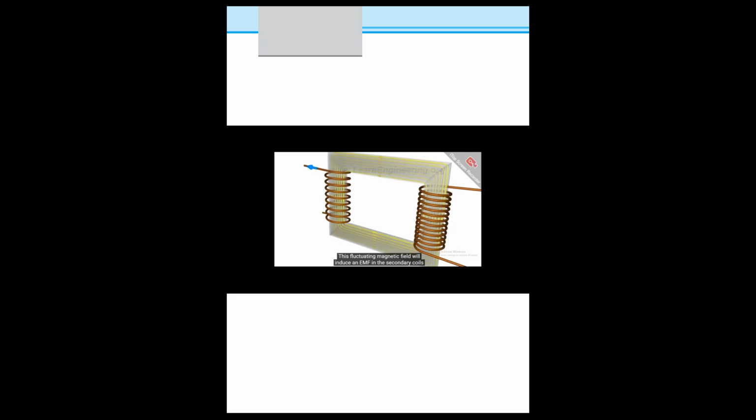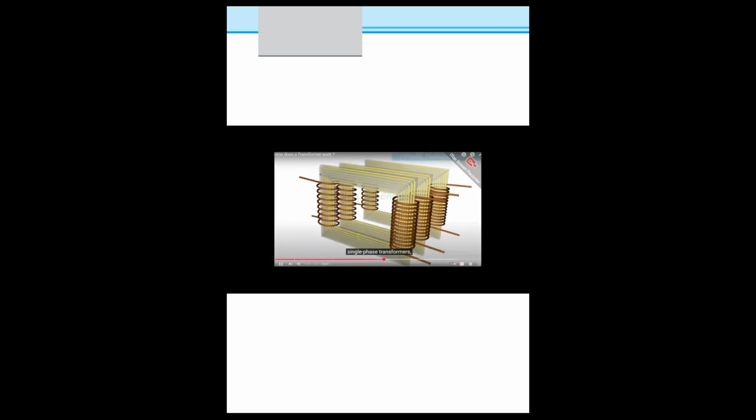This fluctuating magnetic field will induce an EMF in the secondary coils due to electromagnetic induction. Since the turns are arranged in series, the net EMF induced across the winding will be the sum of the individual EMFs induced in each turn. Since the same magnetic flux is passing through the primary and secondary coils, the EMF per turn for both the primary and secondary coils will be the same.